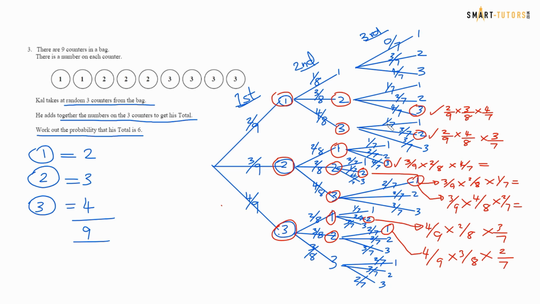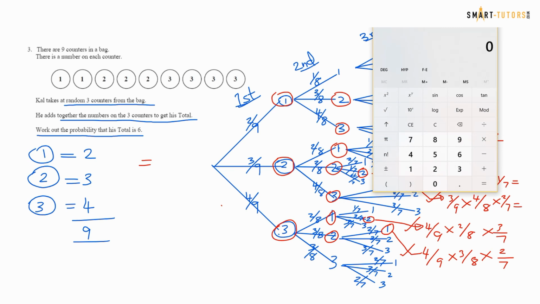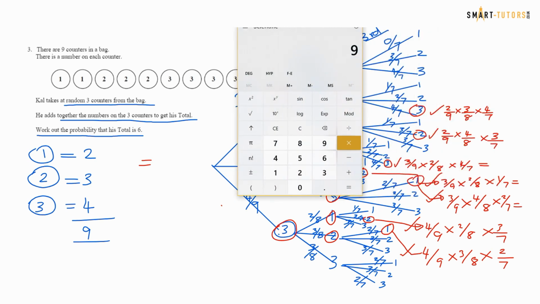So 3 plus 2 is 5 plus 2 is 7. Nothing else is going to come. So these are the 7 options: 1, 2, 3, 4, 5, 6, 7. So for the answer, let me take the calculator and do a simple calculation of 9 times 8 times 7, which is 504.